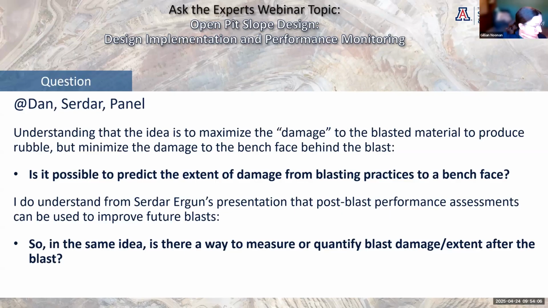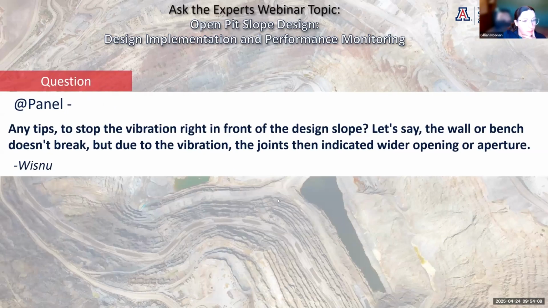There was another question just from the live group here in the same realm. So Dan, do you have any tips to stop vibration right in front of the design slope? Let's say the wall or bench doesn't break, but due to just the vibration, the joints then indicate that they're opening their aperture wider.